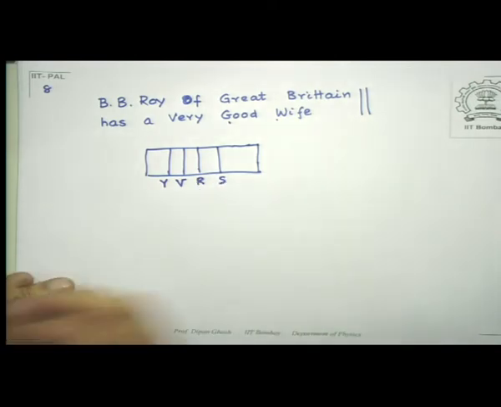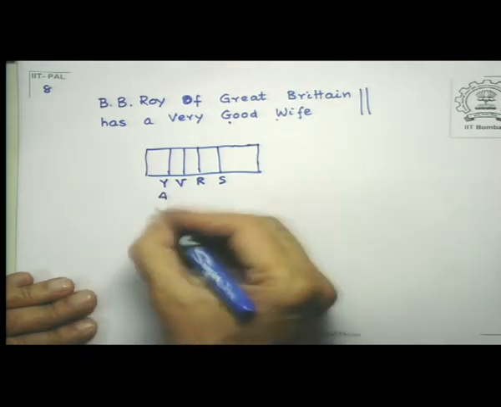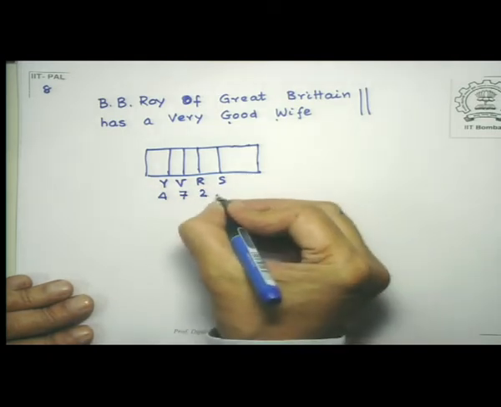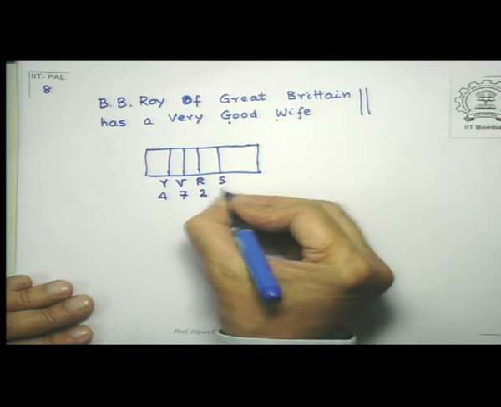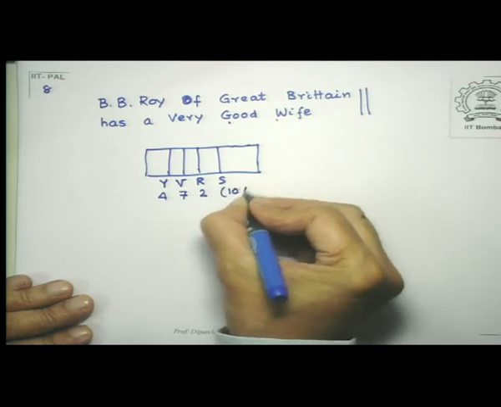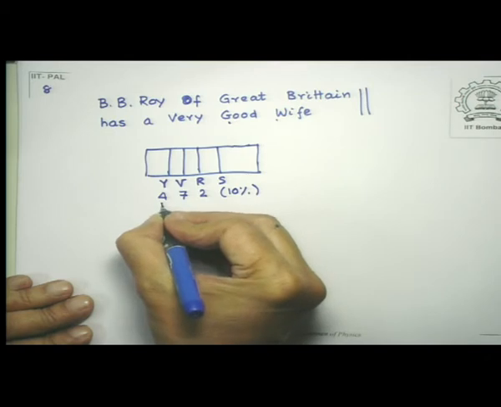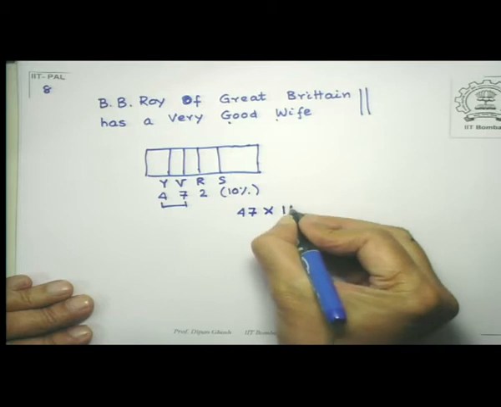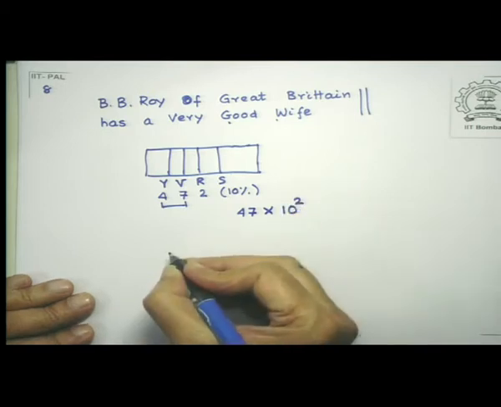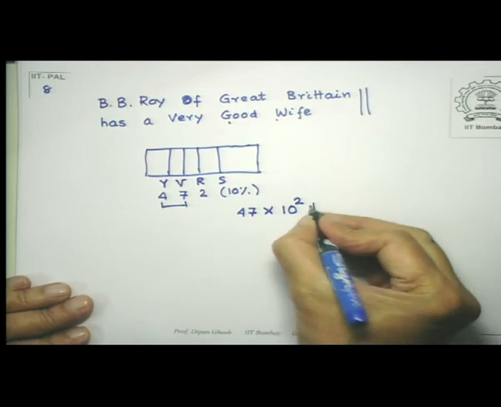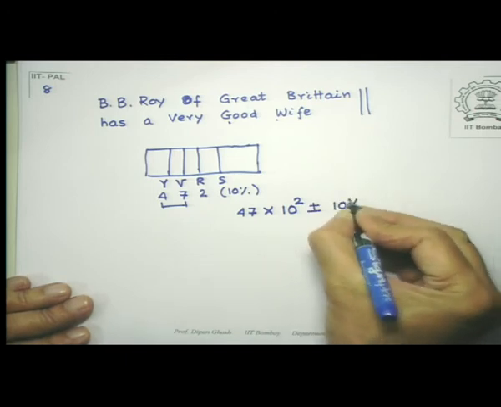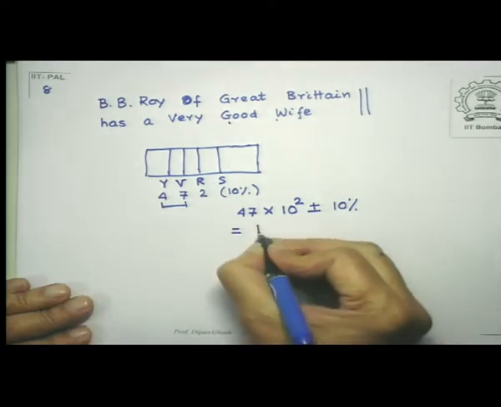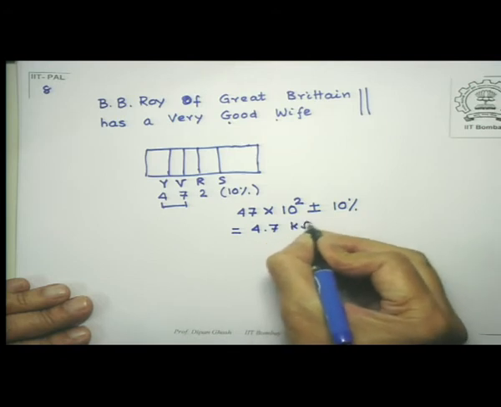If you look up my table, yellow was 4, violet was 7, red was 2, and silver is the tolerance, which is a 10% tolerance. So what it says is this: the first two represent 47. The third one represents 10 to the power 2. So 47 into 10 to the power 2, plus or minus 10%. This is what is meant by tolerance. So this is nothing but 4.7 kilo ohms plus or minus 10%.